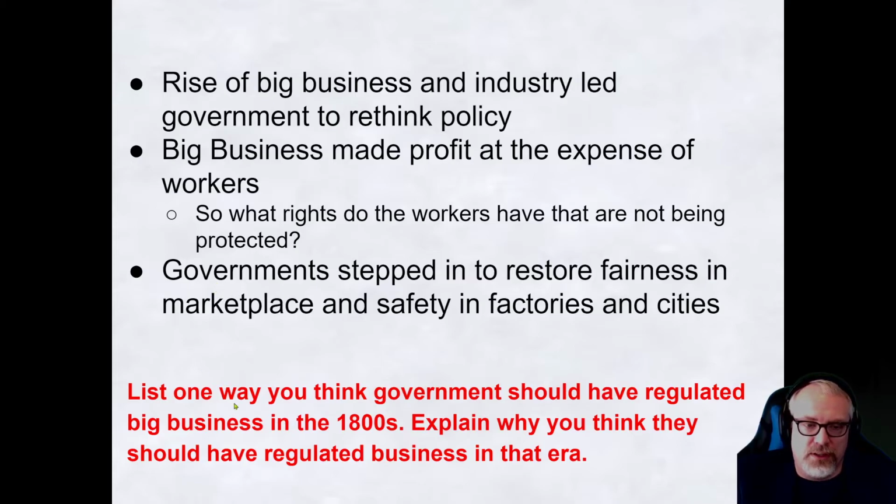So the question here is, list one way that you think government should have regulated big business in the 1800s, and then explain why you think that they should have regulated businesses in that era. You might have to think back to ninth grade a little bit on this, or at least U.S. history, depending on what year you had it. But what could the government have done that it wasn't doing, and then why didn't the government do anything?